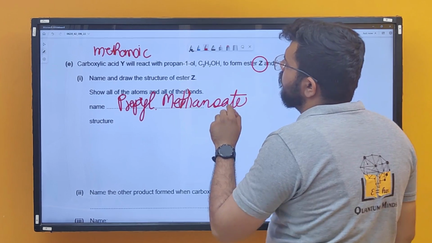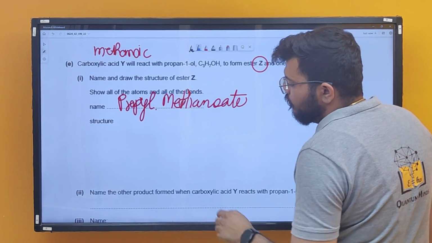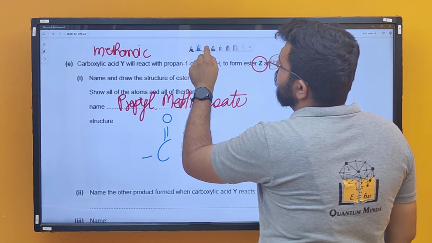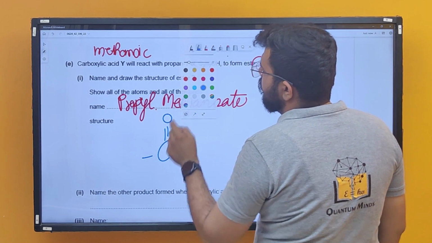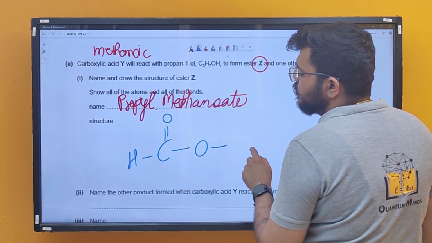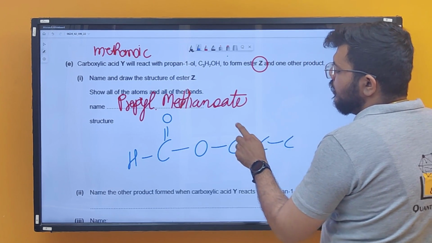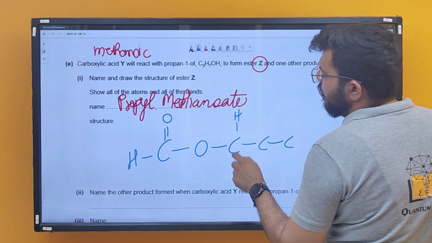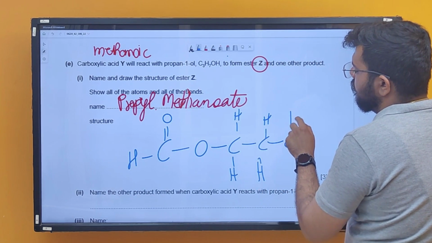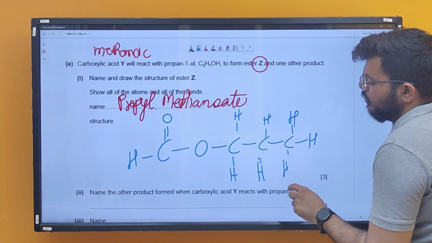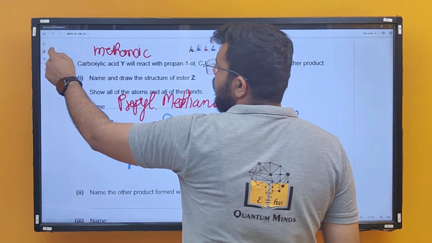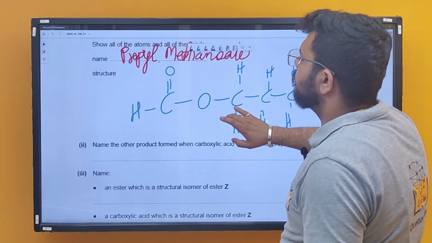Okay, the structure of propyl methanoate. So we'll first draw. We have to show all the bonds and everything, right? So we'll first draw the methanoate part, right? This is connected to oxygen to 3 carbon because it is propyl, right? Hydrogen, and total 7 hydrogen. You can draw it inverse also. You can draw first propyl and then methanoate. The answer is still correct. I'm just showing you a method.